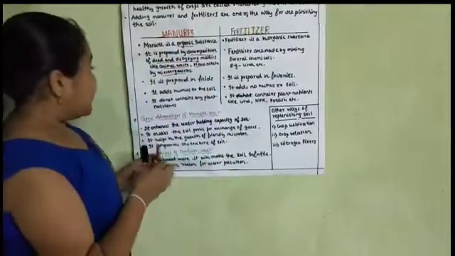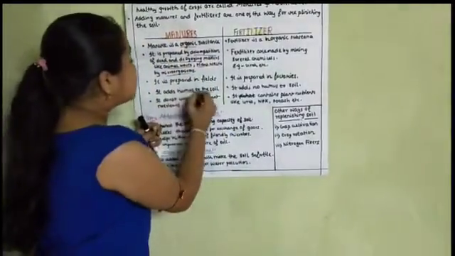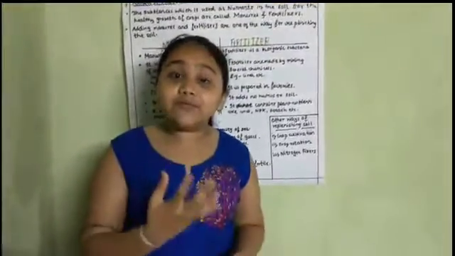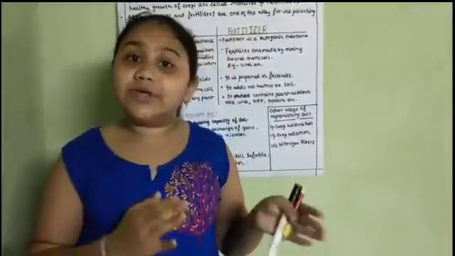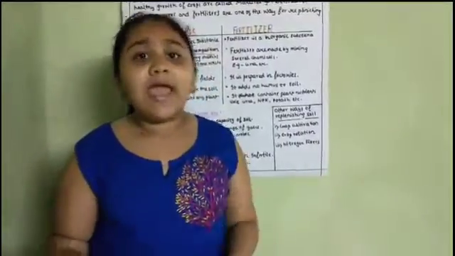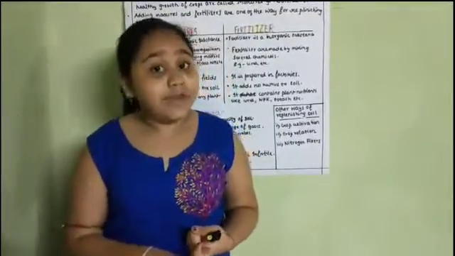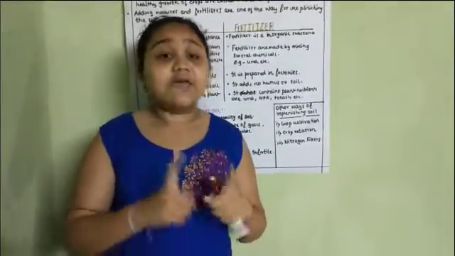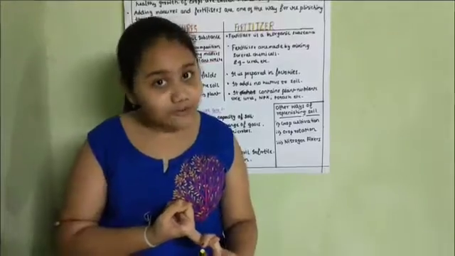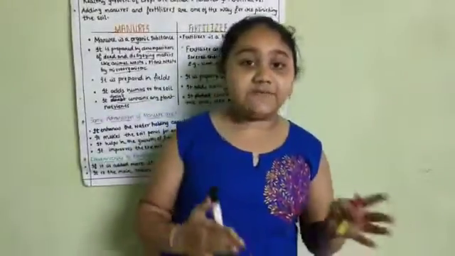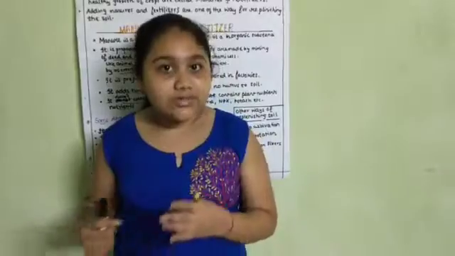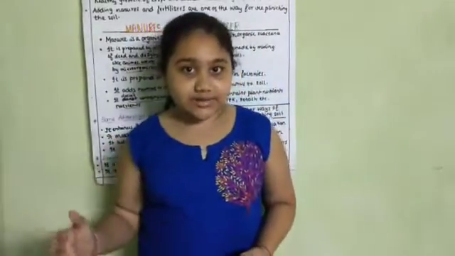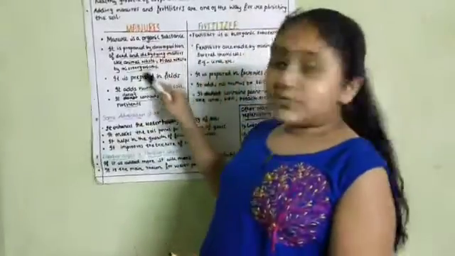Now the fourth point is that it adds humus to the soil. That means the manure which is prepared contains humus which is added to the soil. And we know that humus is very important for the growth of plants. It is one of the main nutrients required for the proper growth of plants. So the last point by which we can conclude manures is that manures do not contain any plant nutrients. So we have learnt about manures.